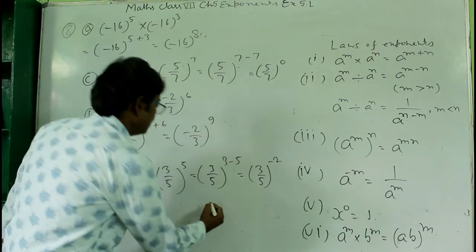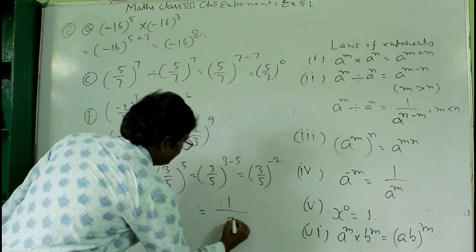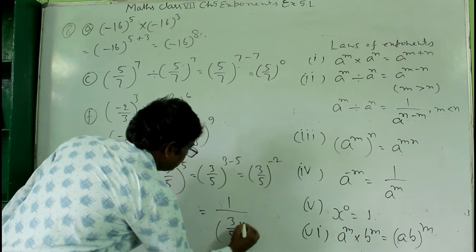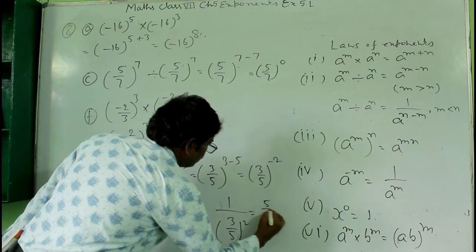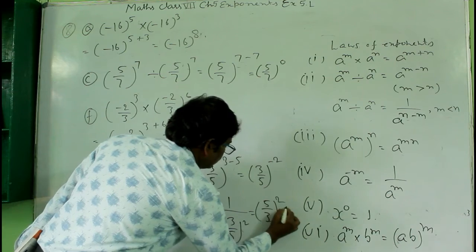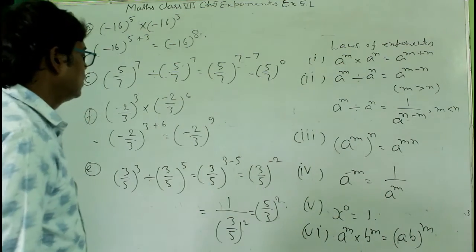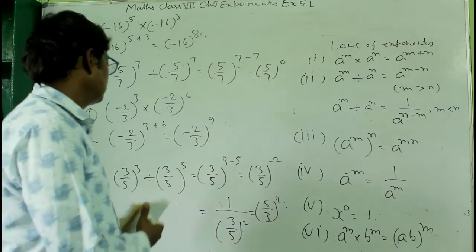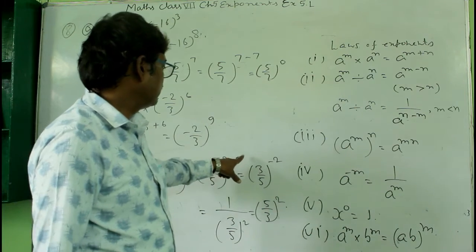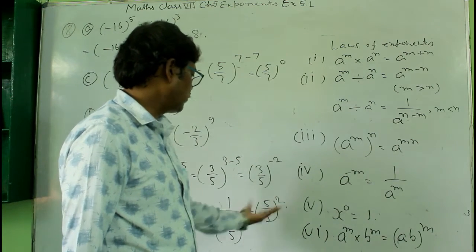Okay, then it can be written as (1 by 3 by 5) to the power 2, which equals (5 by 3) to the power 2. So this is the answer of this question. I think you have difficulty in writing it like this, how it is done.